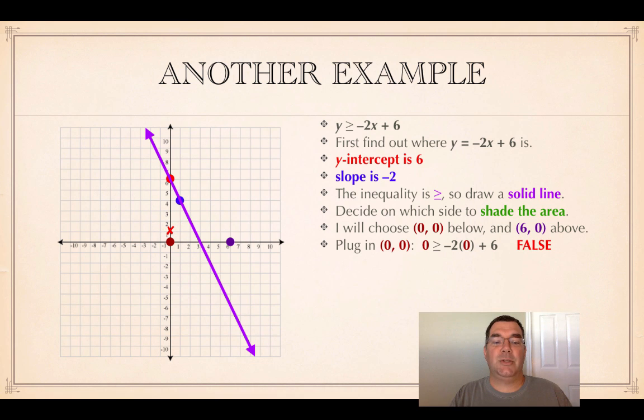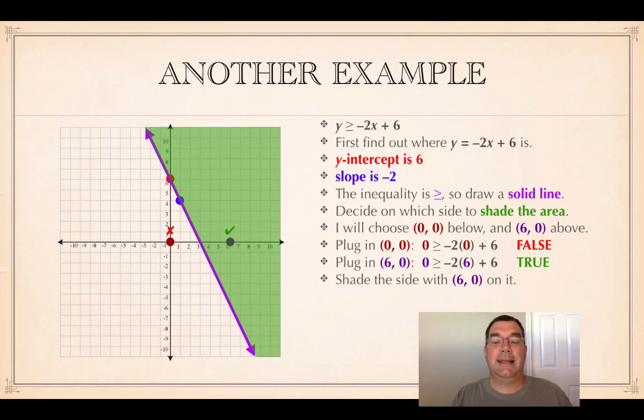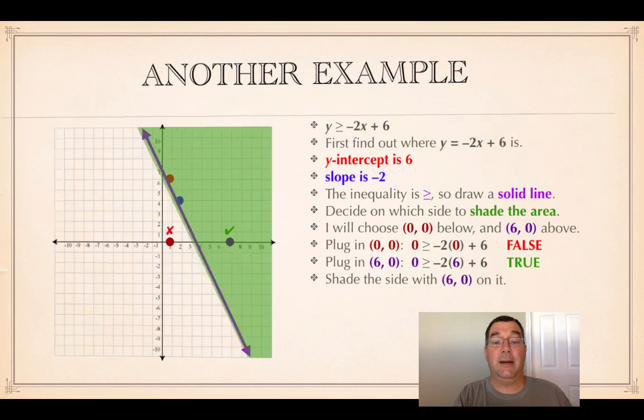So I plug in (0, 0) for x and y, and I get 0 is greater than or equal to -2 times 0 plus 6. Well, that simplifies to 0 is greater than or equal to 6. That's not true. That's false. And then if I plug in (6, 0), I get 0 is greater than or equal to -2 times 6 plus 6. So 0 is greater than or equal to, that works out to -6. That's true. So I'm going to shade the side that has (6, 0) on it, but not (0, 0). So that's the solution set right there.